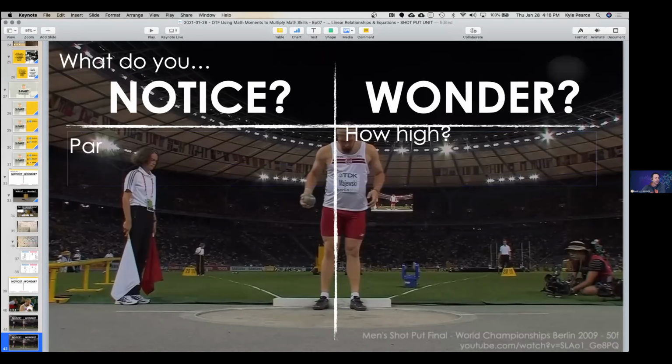Is that a put? I believe that's what you call that ball. Is it a put, or a shot? Sorry, it's a shot. You put the shot somewhere. You put the shot. Yeah, I got it wrong.